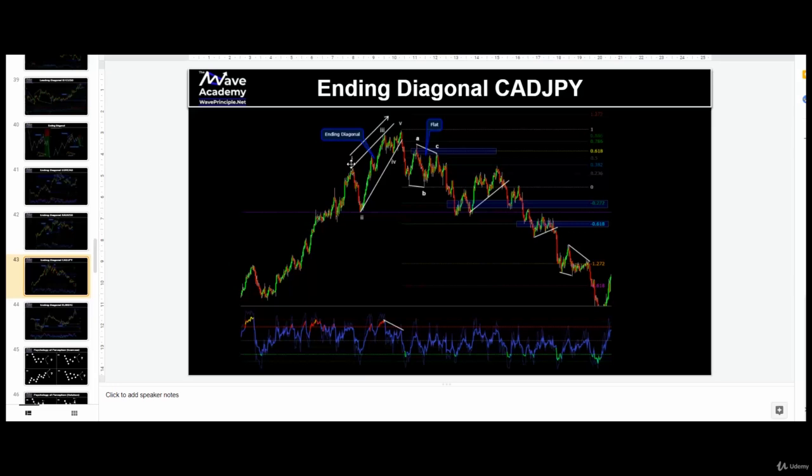Here's another example of an ending diagonal. You have 1, 2, 3, 4, 5, it broke below the structure, A, B, C, and this is where you get in, and then you can ride along all the movement that goes after it turns around.